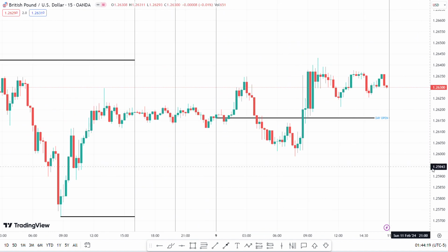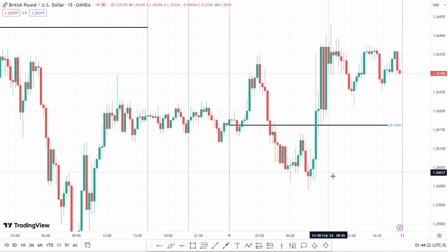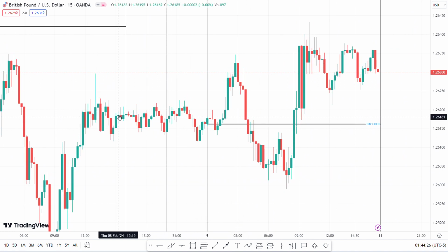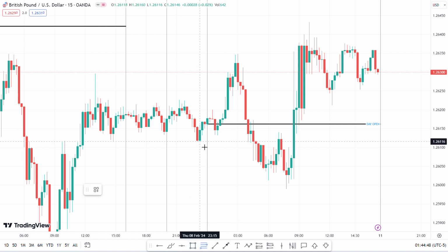Now I'm checking which range projection we're going to use. The 4 p.m. to 8 p.m. is consolidating, and the 8 p.m. to midnight was consolidating. So I'll just use both, highest high to lowest low.